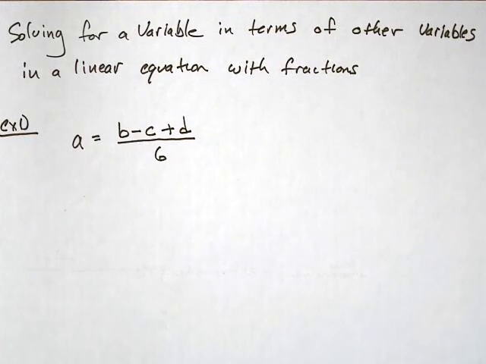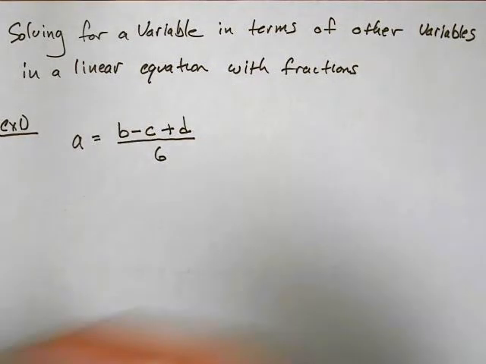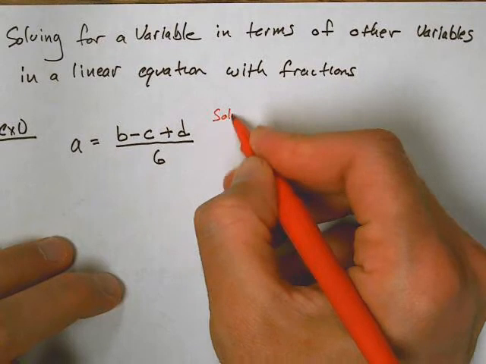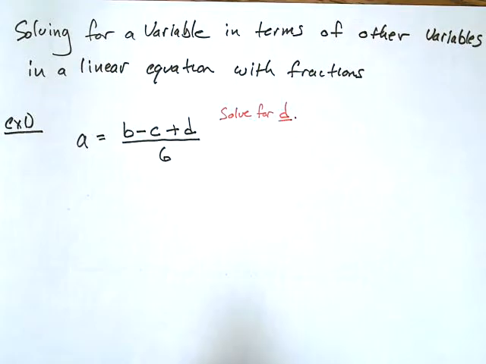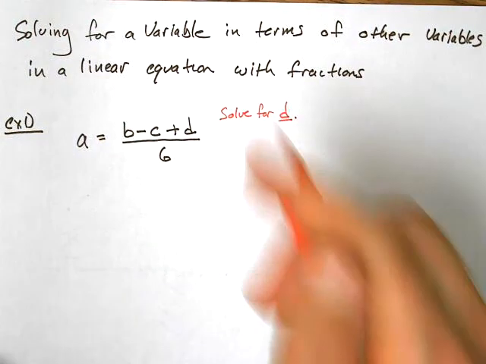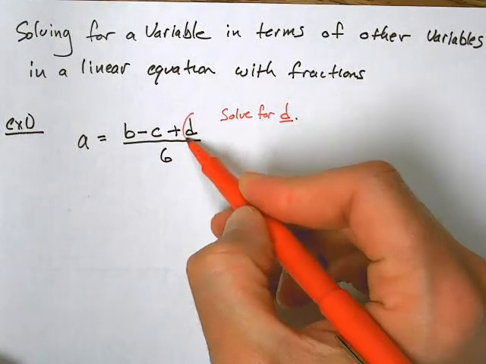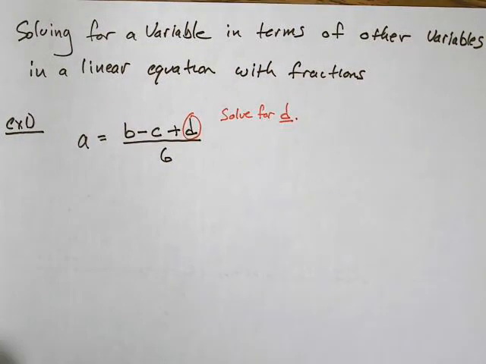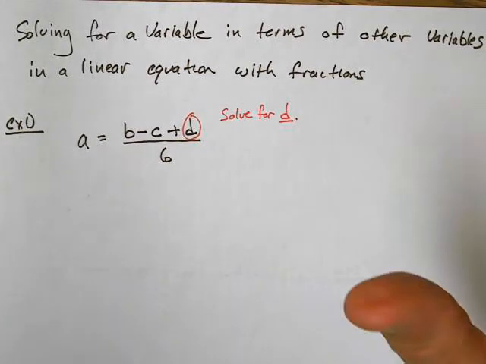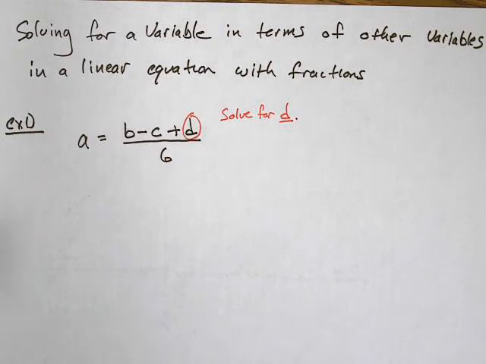Let's say they want you to solve for D. What I like to do is, of course, write the problem down, and then circle the variable that I'm trying to isolate or get by itself. Now, if you have a fraction, I'm going to try to clear the fractions. Just like any time I have fractions in an equation, I like to get rid of them so that I don't have to deal with them for the rest of the problem.